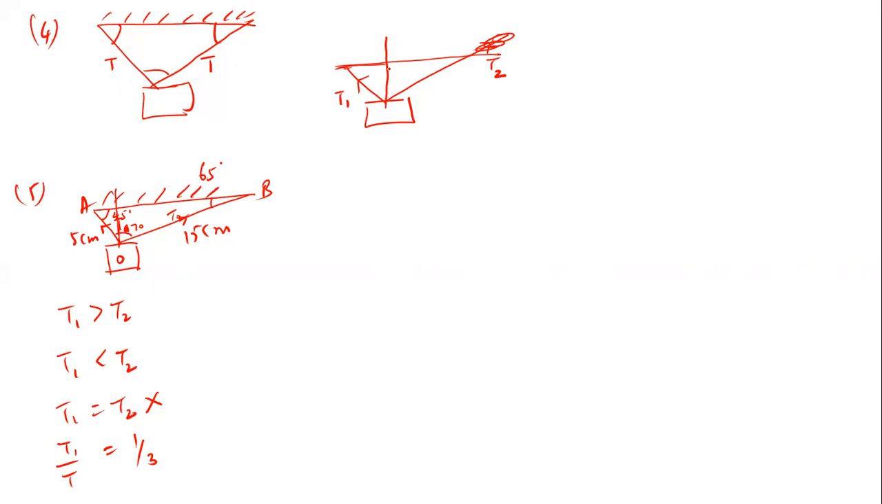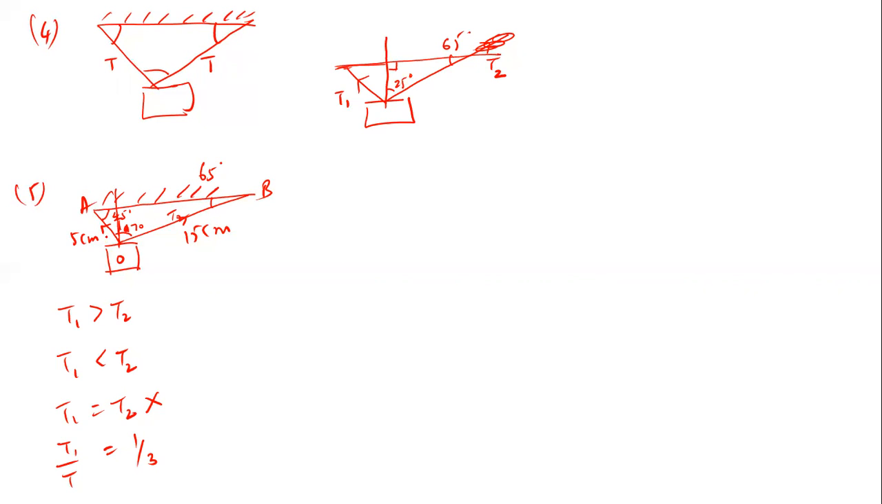And this angle is 90. And this angle is 65. If this is 90, 90 plus 65 would be 155. 180 minus 155 would be around 25. This would be 25 degrees.